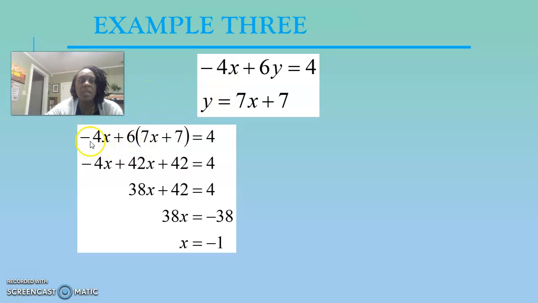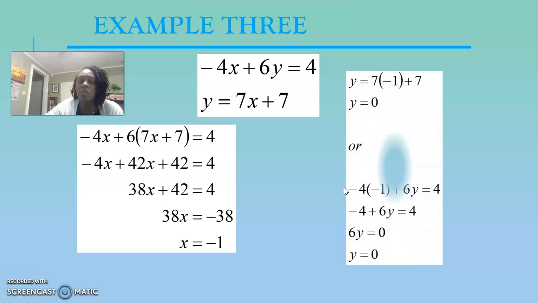So when we plug that in, we get negative 4x plus 6 times (7x plus 7) equals 4. And then we just work through the steps until we're able to solve for x equals negative 1. If the question is asking you to just solve for the x variable, which sometimes is one of the problem types you'll see, where it's just asking you for one variable or the other and not necessarily the whole solution, then if it was just asking for your x value, you would be finished.